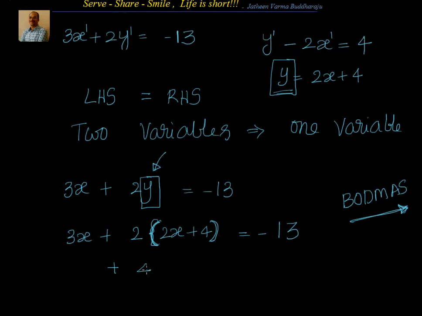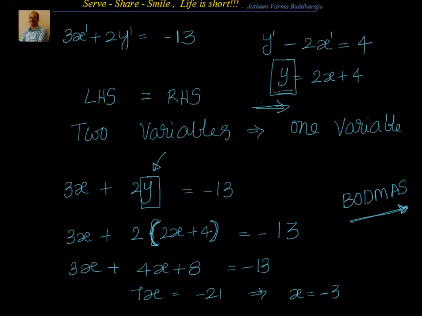So 2 into 2x is 4x. 2 into 4 is 8. We have 3x plus 4x plus 8 equal to minus 13. Can I simplify that and write it as 7x equal to minus 21, which will give me x equal to minus 3. If x equal to minus 3, I can go back and substitute that value here. I can say y equal to 2 into minus 3 plus 4, which is equal to minus 6 plus 4, which is equal to minus 2.